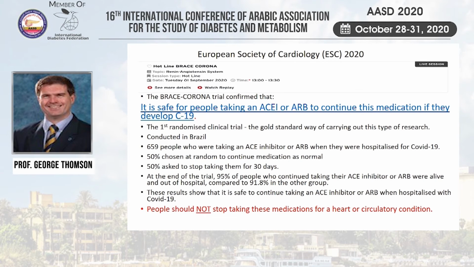Their results may not confirm that use of RAAS blockers are protective in COVID-19, perhaps due to the relatively small number of patients in each group. However, they are entirely consistent with the meta-analysis shown previously, and the authors conclude that people should not stop taking these medications and doctors should not stop them either.